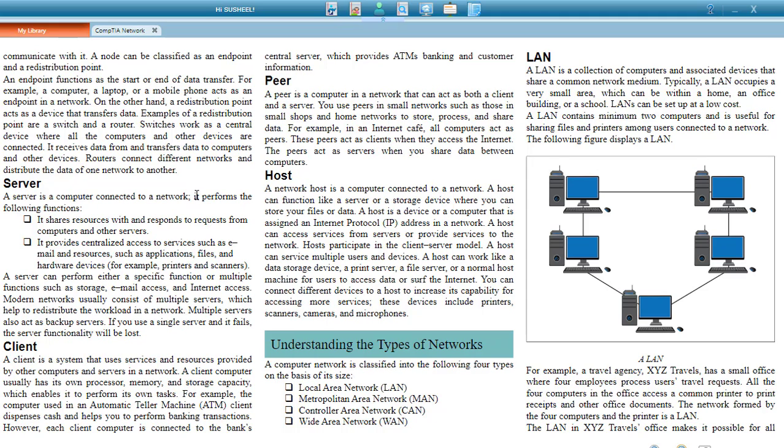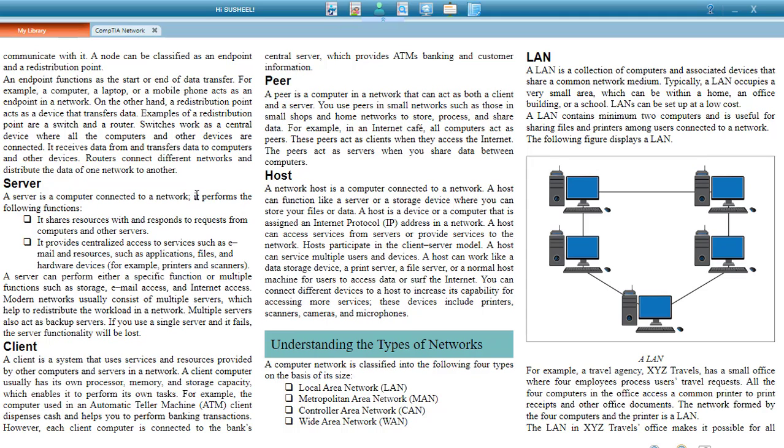Peer. A peer is a computer in a network that can act as both a client and a server. You use peers in small networks such as those in small shops and home networks to store, process, and share data. For example, in an internet cafe, all computers act as peers.